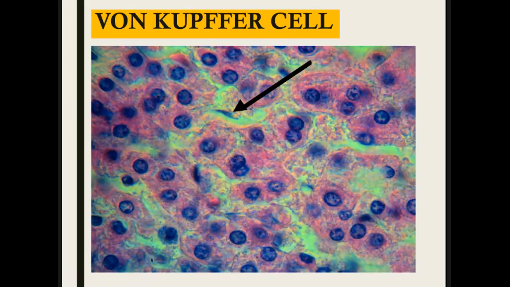One of the functions of your von Kupffer cell is that they detect and phagocytize effete erythrocytes. Another function is that they act as antigen-presenting cells. They remove bacteria and debris in the portal blood circulation. So there you have the hepatocytes, and the cell that's pointed right now in blue with the black arrow is your von Kupffer cell, which serves as your macrophage or antigen-presenting cell.